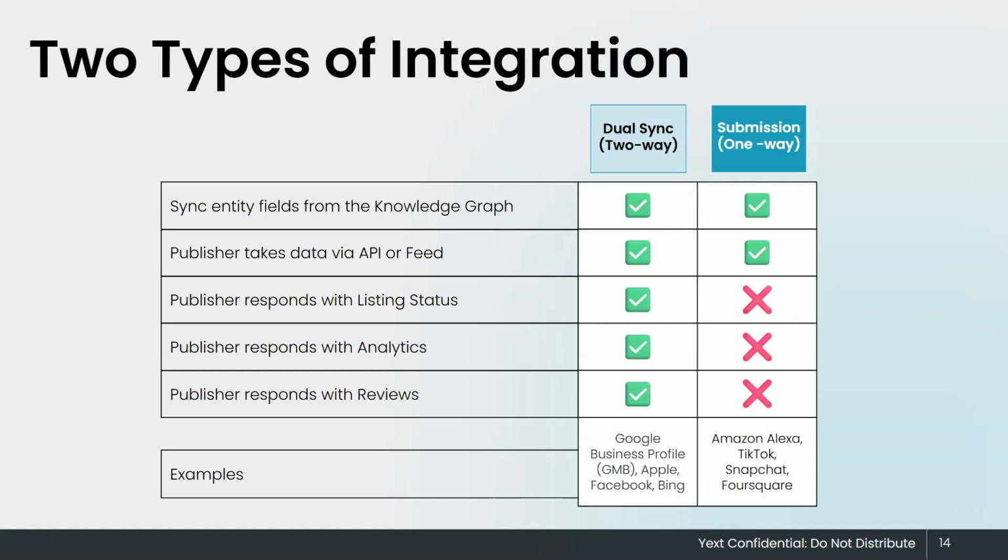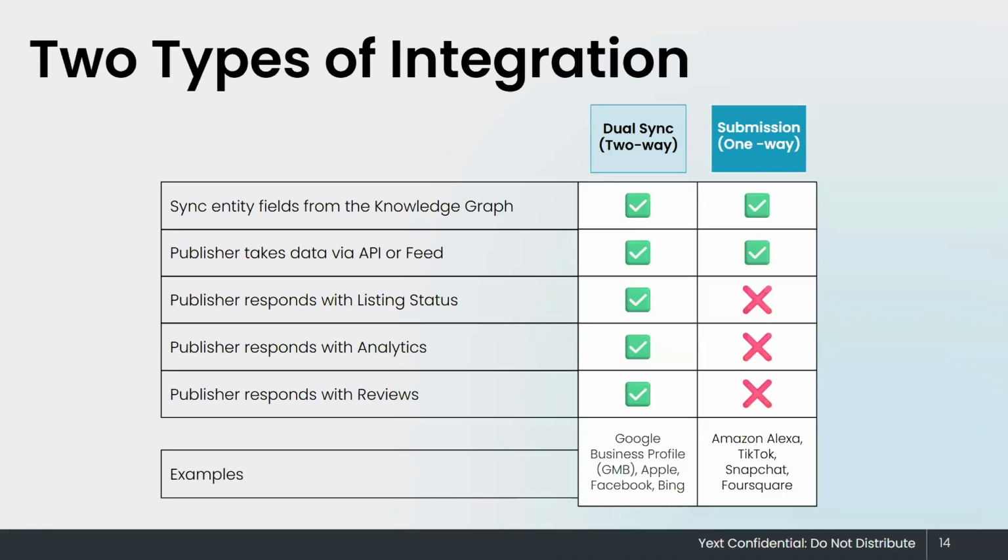So if we look here on the next slide, here's a chart. There are different features and some limitations of the listing sync process depending on the type of integration. So both integration types allow you to sync your entities to the publisher. The knowledge graph data goes straight to the publisher, either via API or via feed. But for those one-way publishers, the specific status will simply be submitted. There won't be any other status. It's submitted, it's in green, everything's working, there's nothing more that needs to be done.